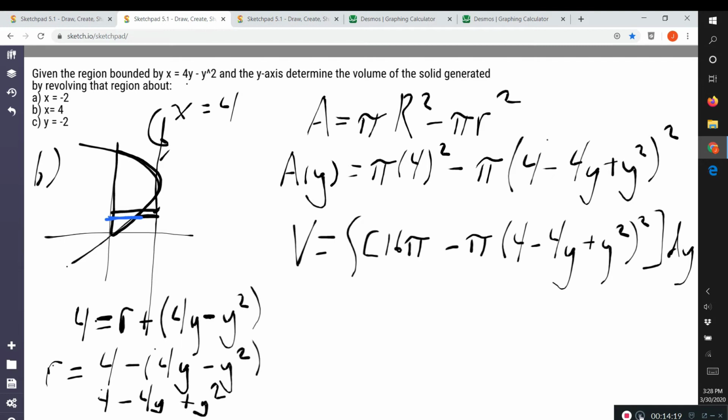Our bounds are still from the bottom of the region to the top of the region, so our bounds are still 0 to 4. And again, using a calculator, we get that comes out to be about 160.850 units cubed if you wish.